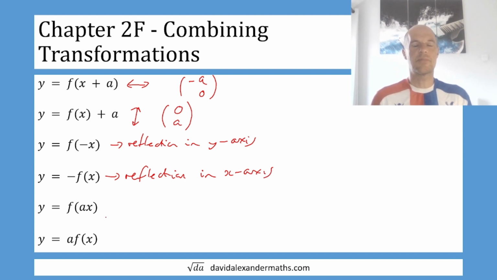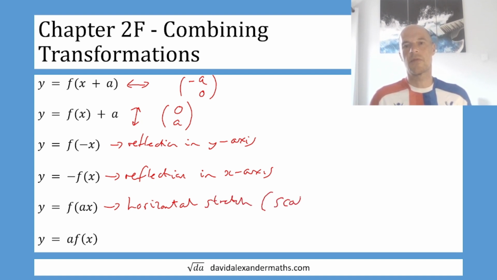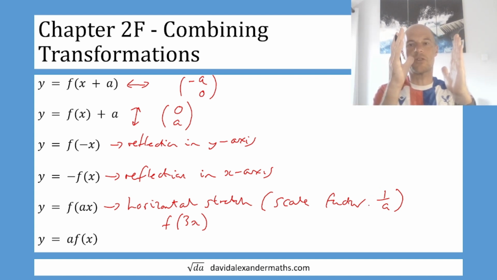Okay, so these last two are probably... y equals f of ax can be quite a confusing one. We just need to remember that this is a horizontal stretch. Now it's the scale factor that causes the issue. The scale factor is 1 over a. So if it's f of, let's say, 3x, then the scale factor is 1/3, so it's all just going to be squished, sort of compressed. If we're looking at sine waves, because it's going to be compressed, you're going to be getting 3 sine waves for the price of 1, basically.